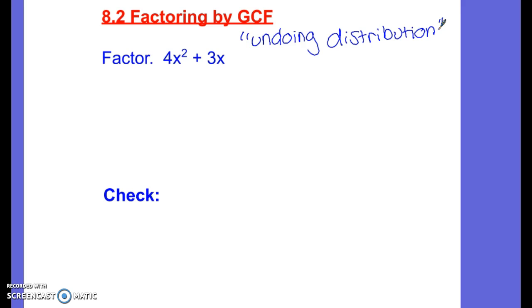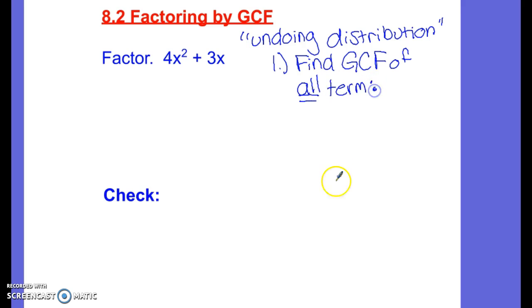And I do this in 3 steps. The first thing is to find the GCF of all the terms. In this case, our GCF of 4x squared and 3x. Well, the biggest number that they have in common is 1. And the greatest x variable they have in common is just x. So that was the first step.